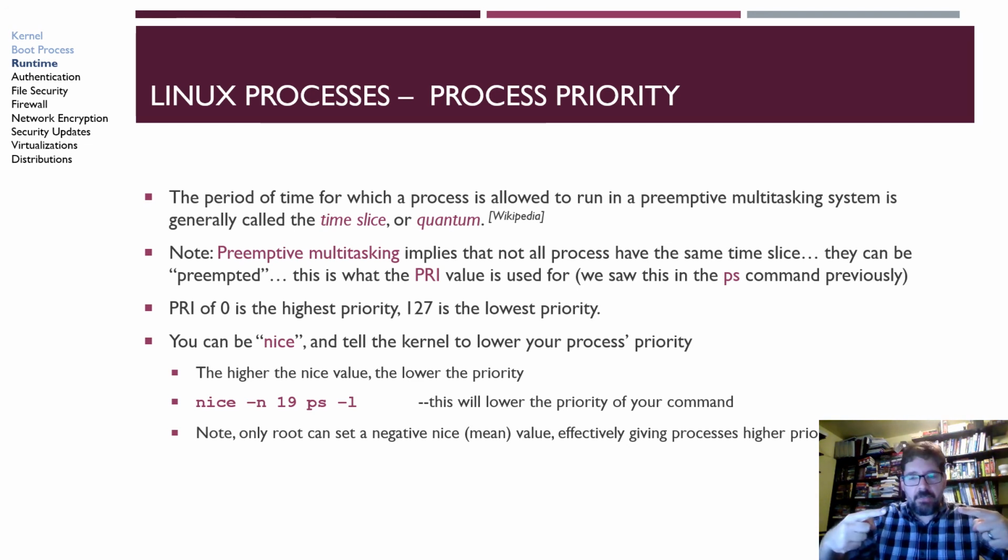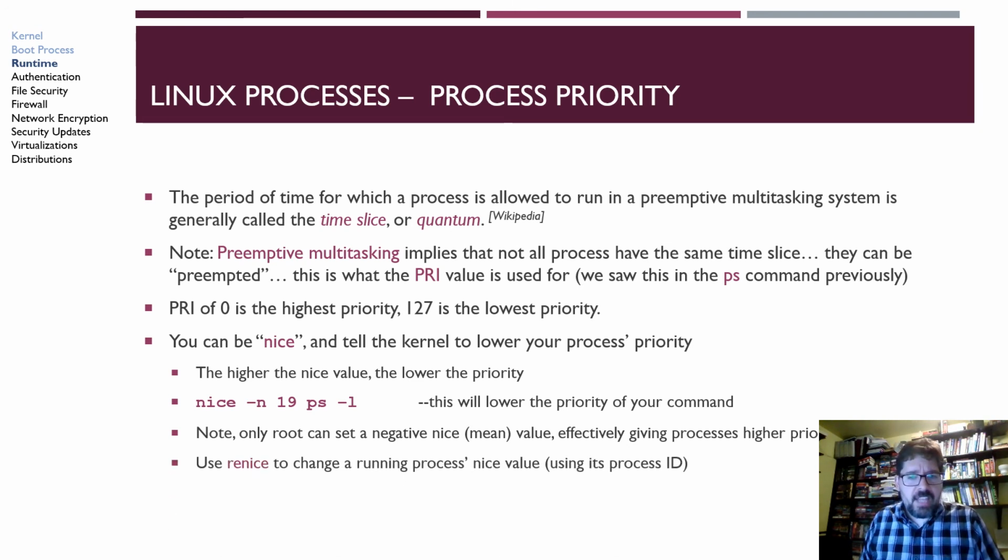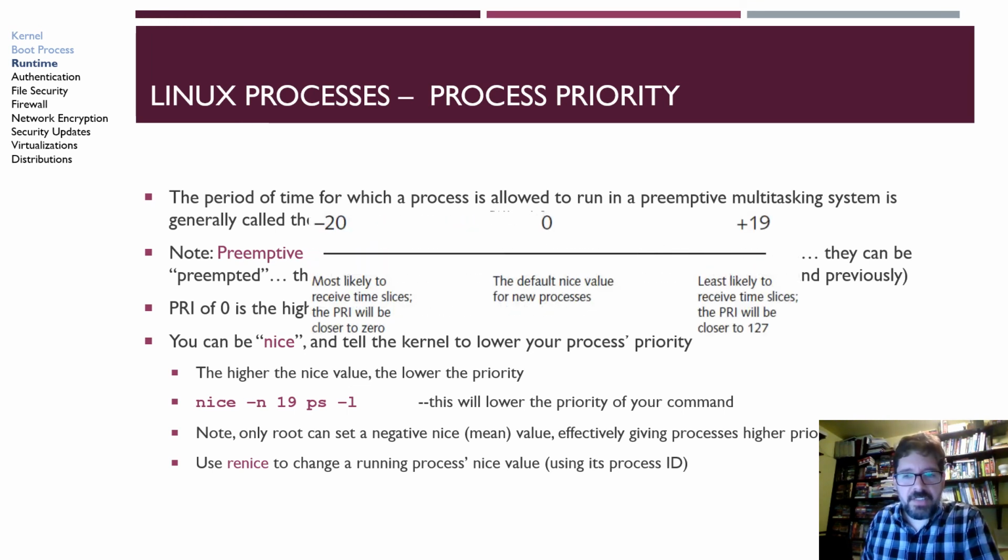That's how you can set the priority of your process higher, by using a negative number. And renice is the command that you use to change the nice factor for your process.